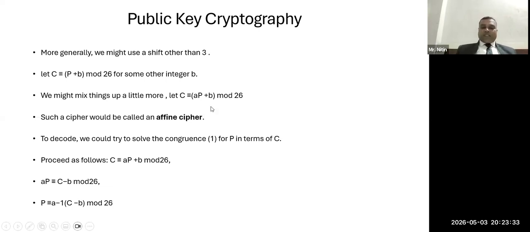So one more term, that is affine cipher. Already we learned a few terms related to cryptography. One more term, that is affine cipher. Now to decode this, we could try to solve the congruence for P in terms of C. Now proceed as follows. So C congruent to aP plus b mod 26. Then again, this term, that is aP, will come to the left hand side. aP congruent to C minus b mod 26, and P congruent to a raised to the power of minus 1, times C minus b, mod 26.